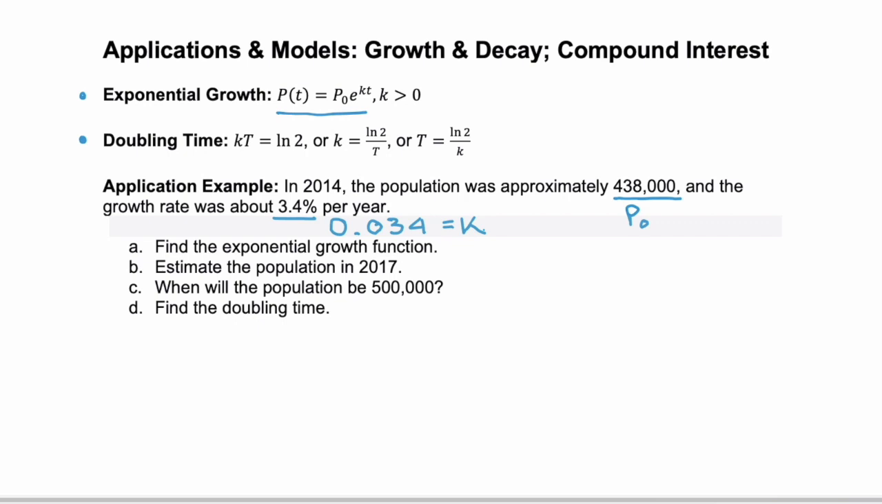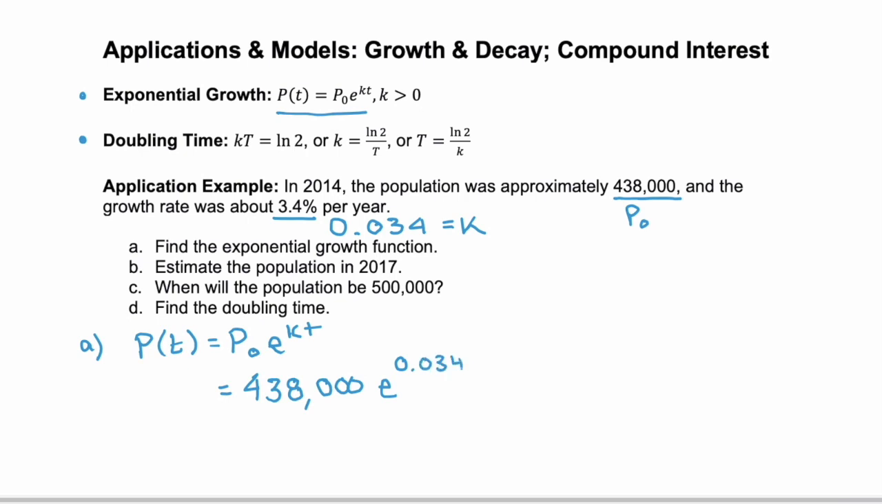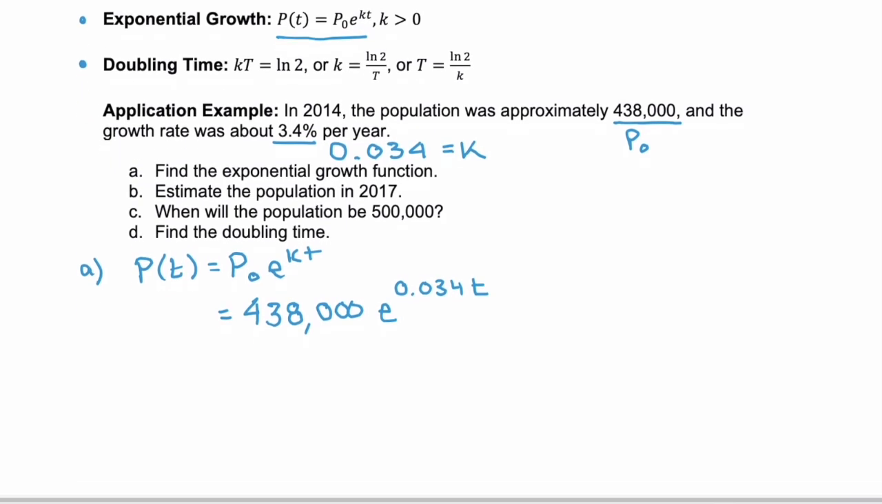For part A, we need to find the exponential growth function. We are going to take the given function for exponential growth, P subscript 0 e to the power of kt, and we're going to substitute in what we know. P of 0, the population at time 0, was 438,000. And then we have e, our k is 0.034, and it's at a time t. Here we have the exponential growth function for this specific problem.